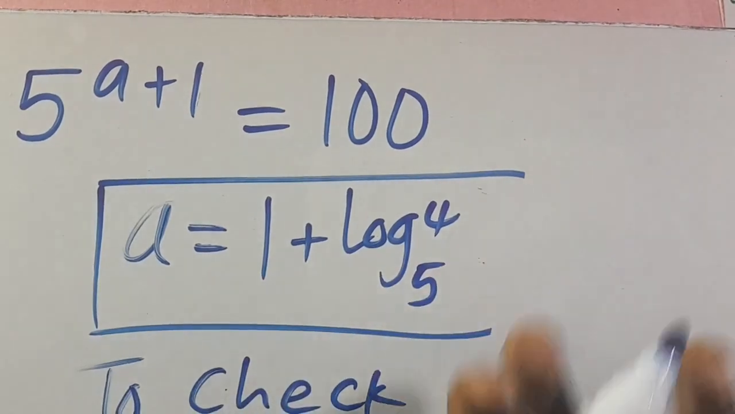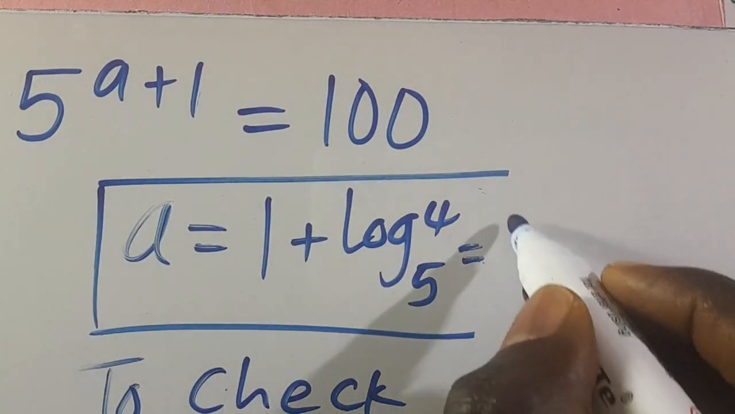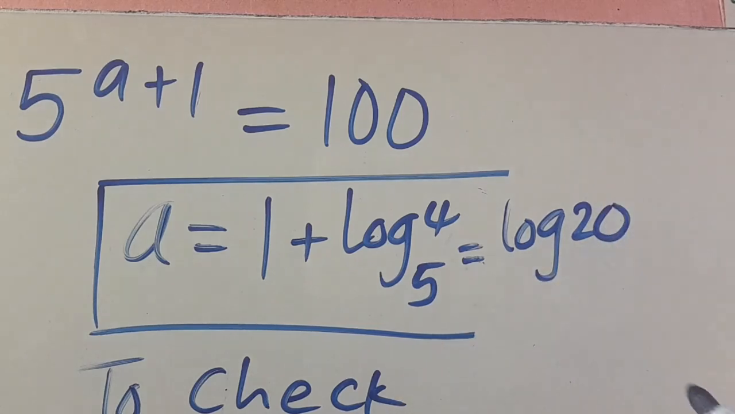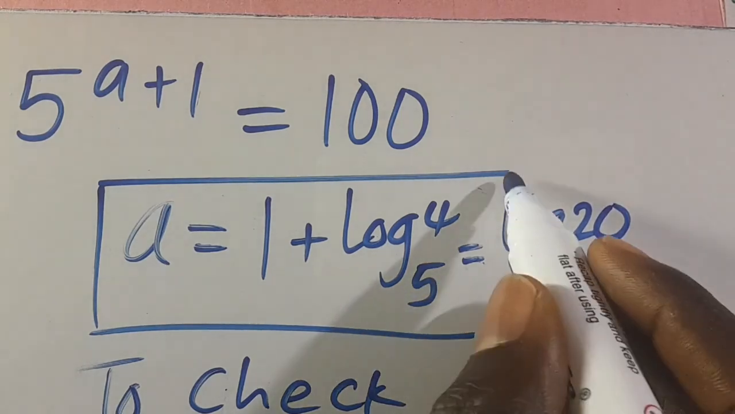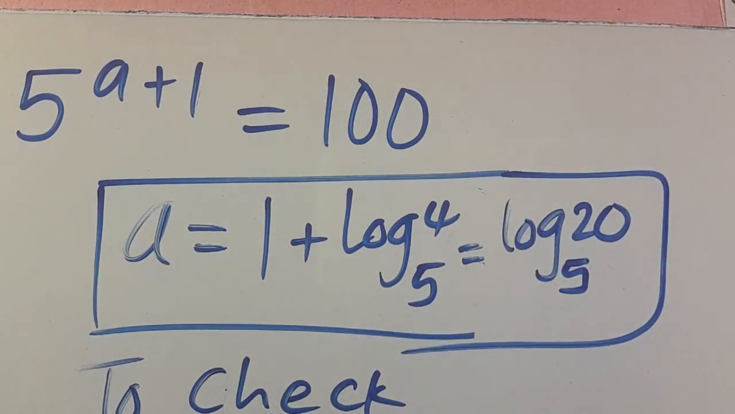A can also be written as log 20 in base 5. Bye bye.